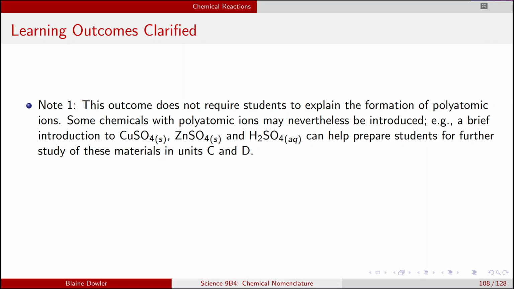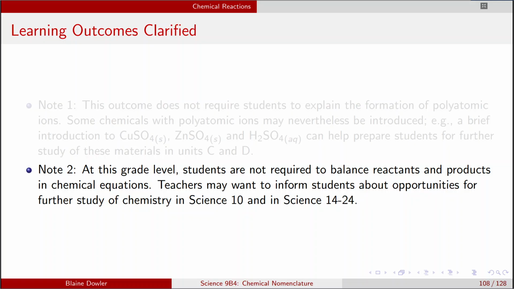So just to clarify, you do not have to explain the formation of polyatomic ions. A polyatomic ion is not one single element but multiple elements. Some chemicals with polyatomic ions may be introduced. For example, copper sulfate, zinc sulfate, sulfuric acid, these all use SO4. But at this level, you could treat SO4 as a single unit. It's one block that puts everything together.